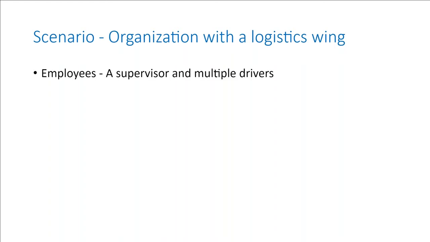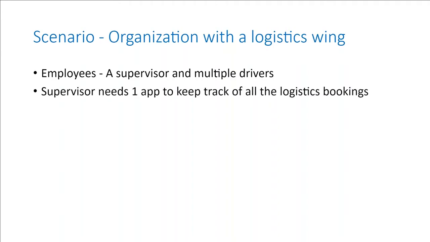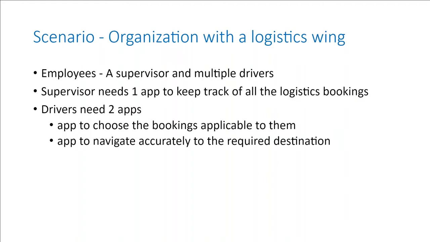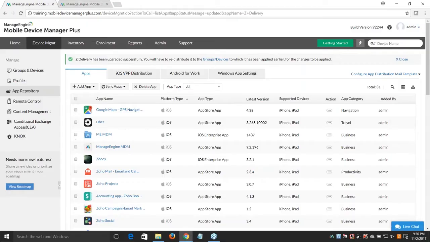Consider the following scenario where your organization has a logistics wing, and in the logistics wing, there is a supervisor and multiple drivers. The supervisor needs one app to keep track of all the logistics bookings, and the drivers need two apps. One, to choose the bookings applicable to them, and two, an app to navigate accurately to the required destination. Let us see how you can configure kiosk mode for both of these devices.